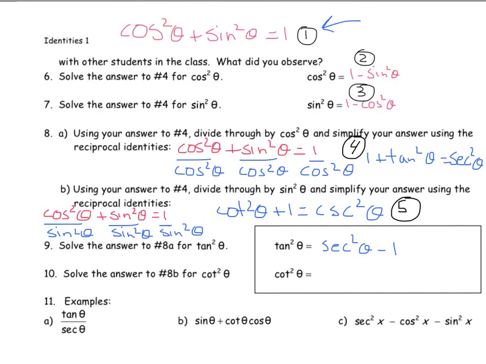And then cotangent squared. Same thing. I'm just going to subtract 1 from both sides, and I get cosecant squared of theta minus 1. So maybe we'll call this equation 6 and equation 7.